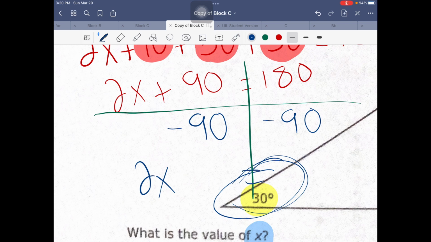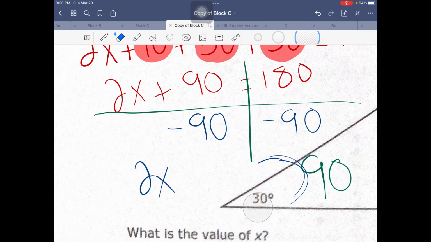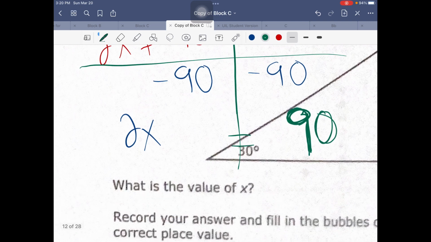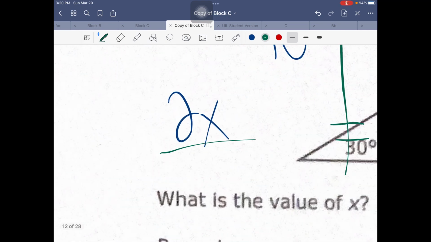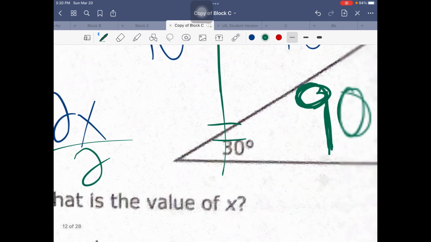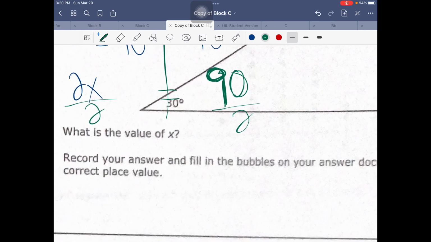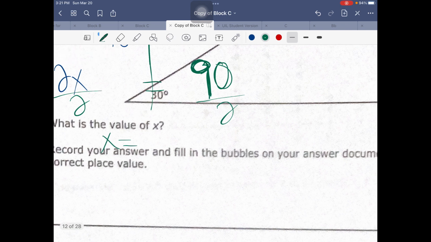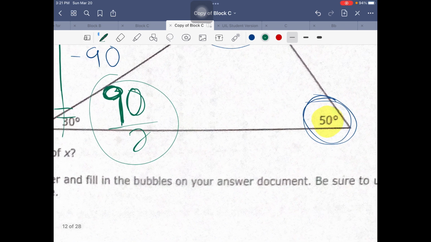Is equal to 90. Now let me do it in another color because I can't see that. 90. There we go. 90. Now the 2 and the x, they're multiplying. What's the inverse operation of multiplying by 2? Dividing by 2. So your value of x equals whatever you get from dividing 90 by 2.